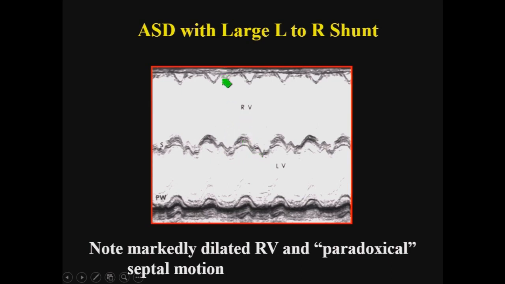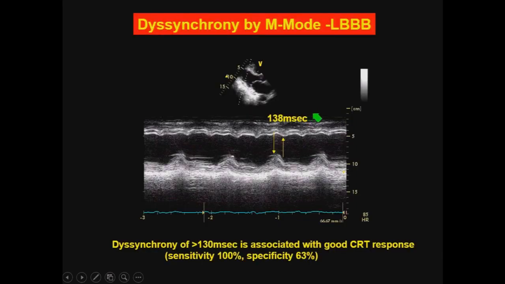Also, you see that the right ventricle is markedly dilated, bigger than the posterior wall, and this is characteristic of right ventricular volume overload. You can see patterns like this with tricuspid regurgitation, with pulmonic regurgitation, with atrial septal defect, and with abnormal pulmonary venous return.